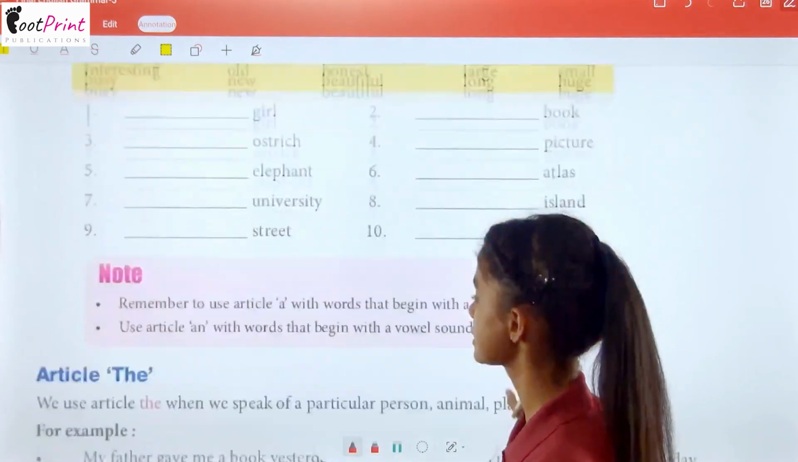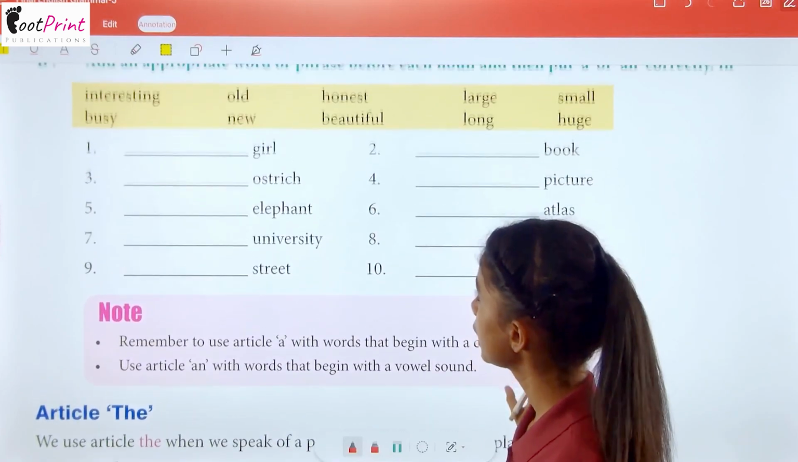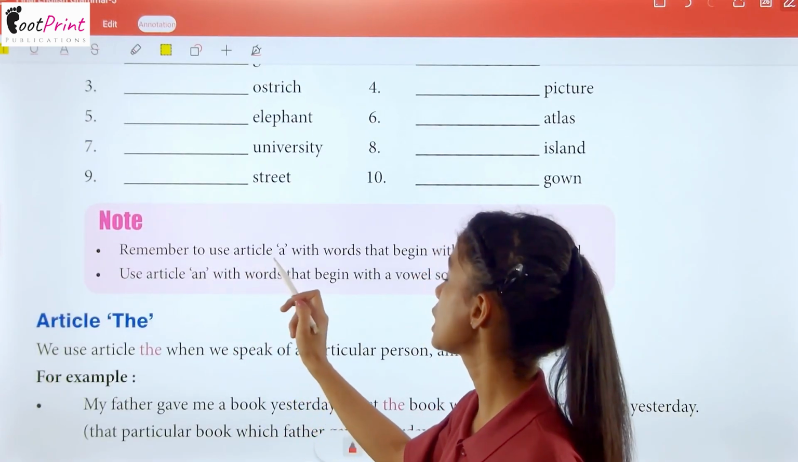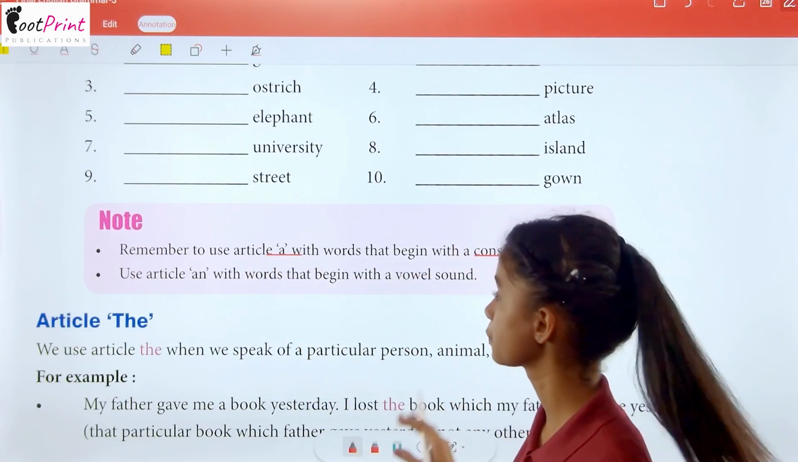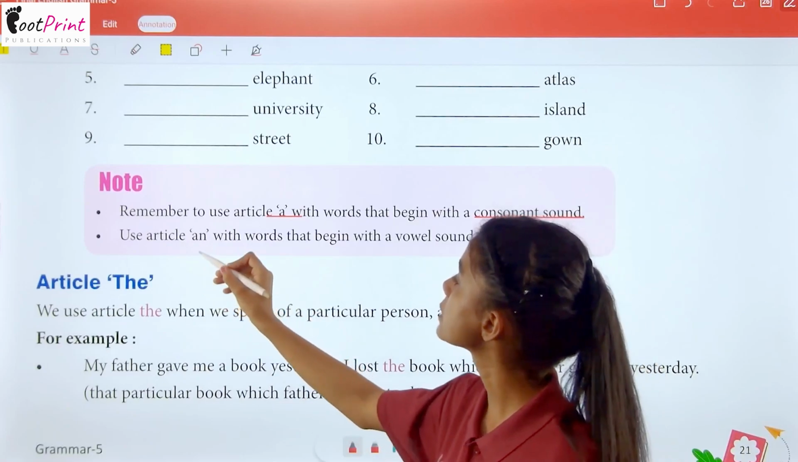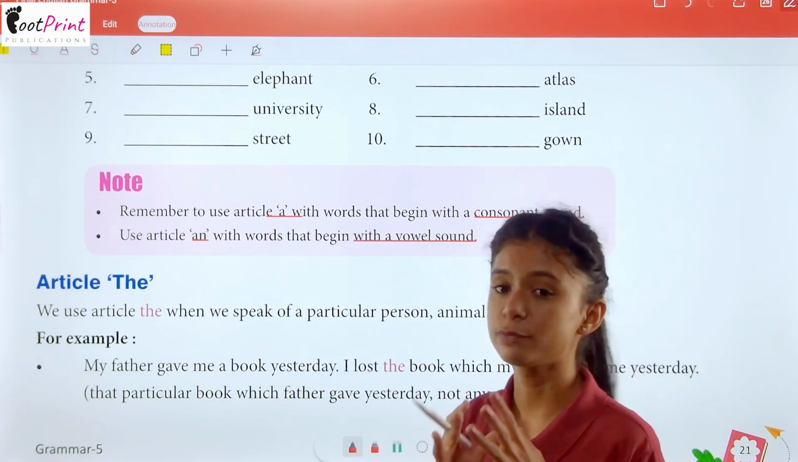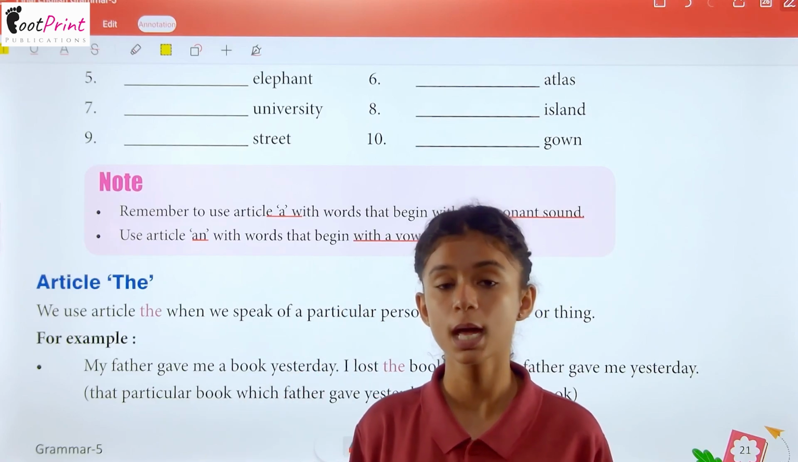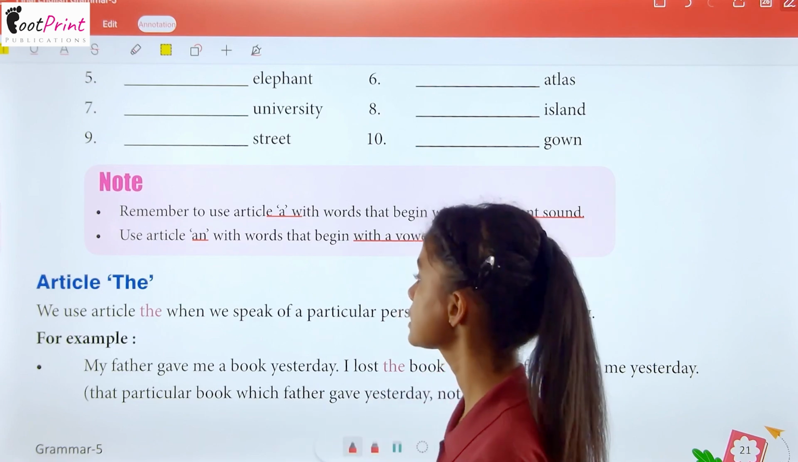Now we have this exercise which you have to do by yourself. And here is an important note. Remember to use article a with words that begin with a consonant sound. Use article an with words that begin with a vowel sound. So you have to remember that a is used with the words that begin with consonant sounds and an is used with the words that begin with vowel sounds.